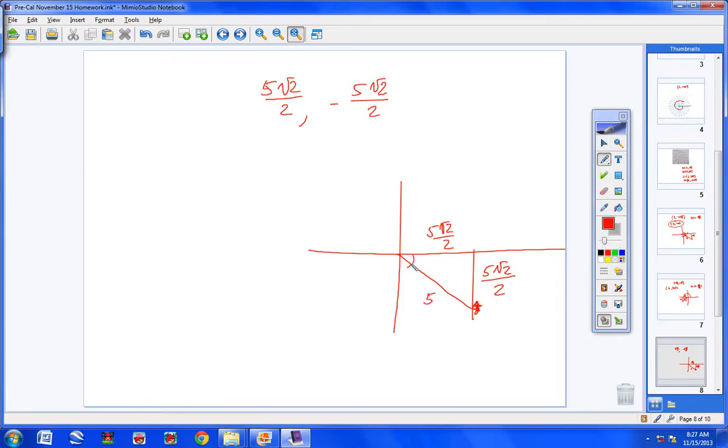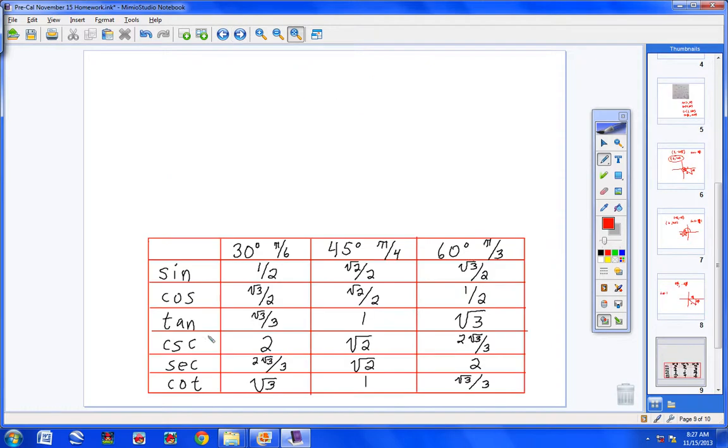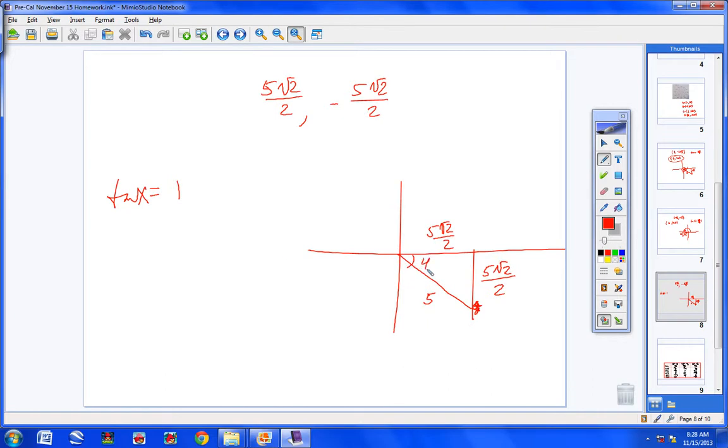Now to find this angle here, remember it's tangent of angle x equals, now look guys, it's opposite over adjacent. They're the same thing. So anything over itself is just going to be 1. 5 square root of 2 over 2 over 5 square root of 2 over 2 is going to be 1. So when do I get 1 out for tangent? 45 degrees. Tangent of 45 is 1. So I know my angle here is 45 degrees.